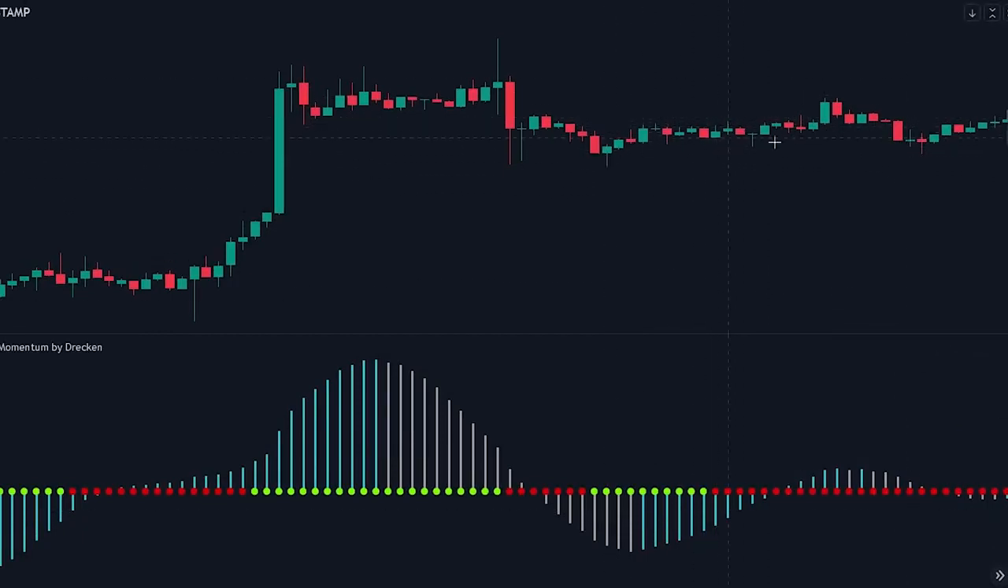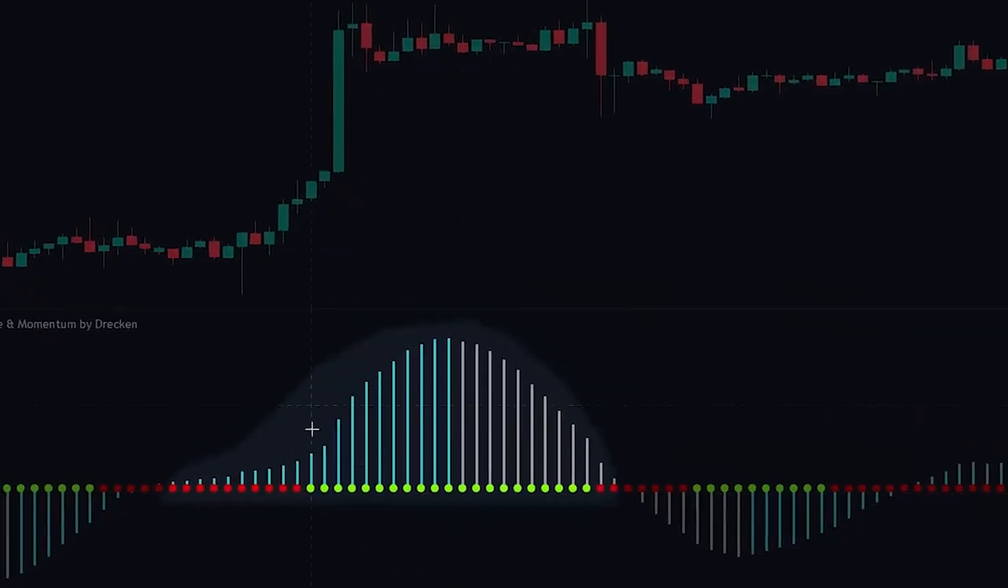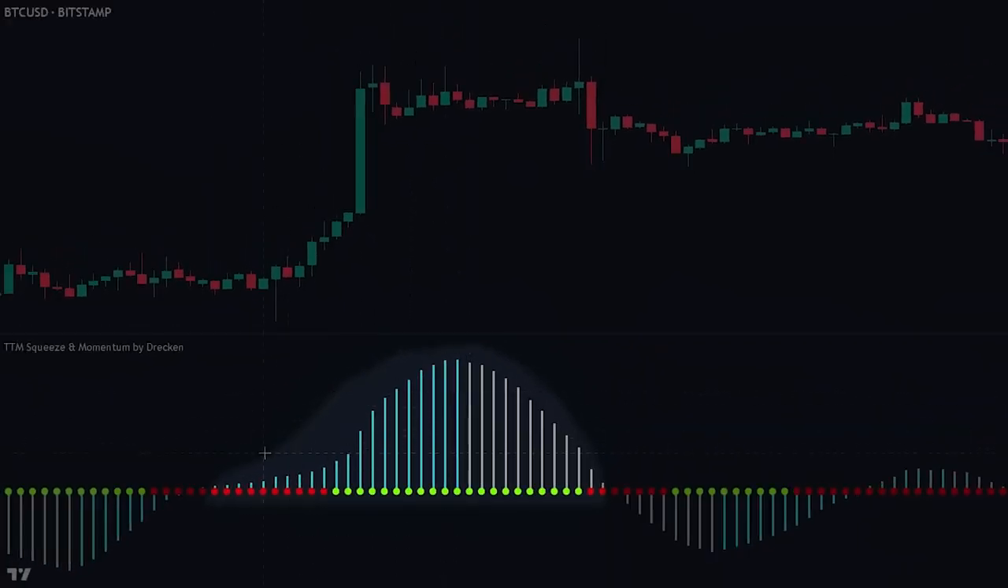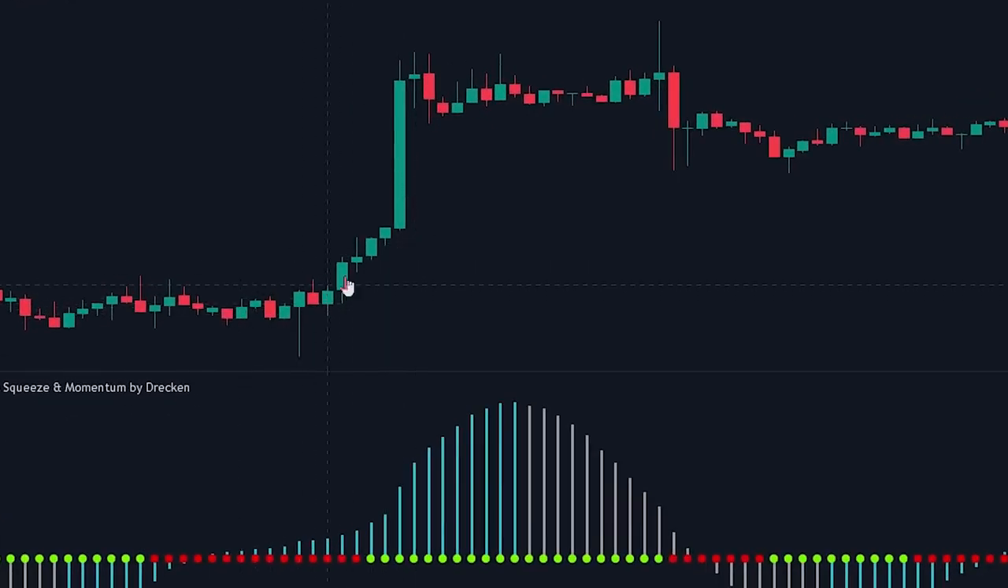Here we see that the histogram has long and tall lines, meaning that the Bollinger Bands are moving outside of the Keltner channel lines. This indicates that there is currently a high amount of volatility in the market. If we take a look at the price action, we can see that there was indeed a high amount of volatility in the market.